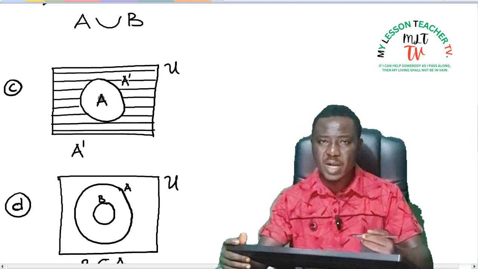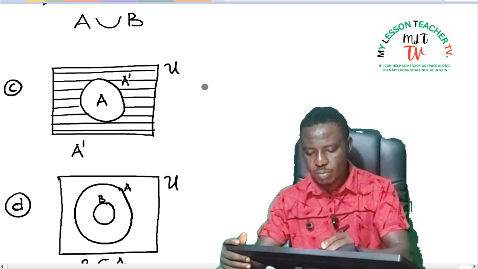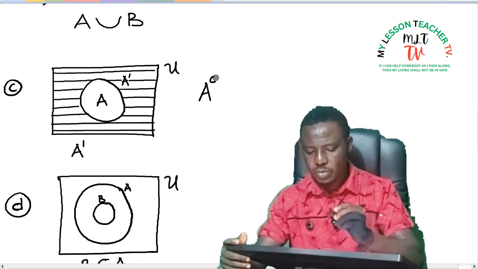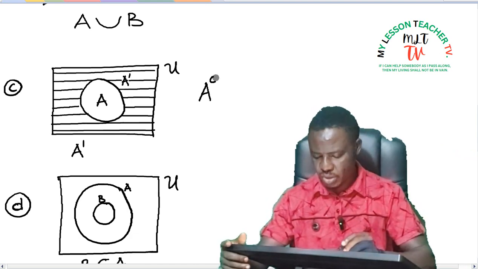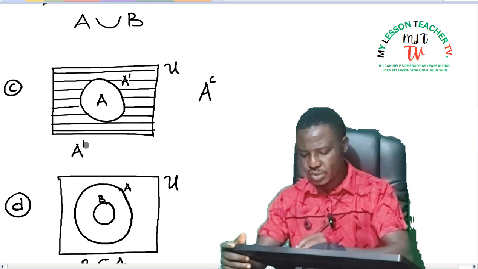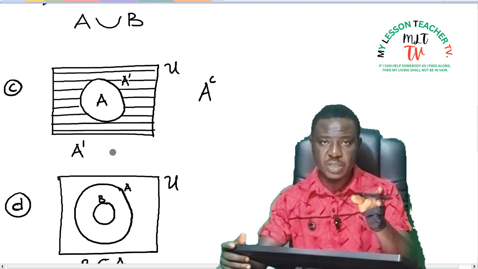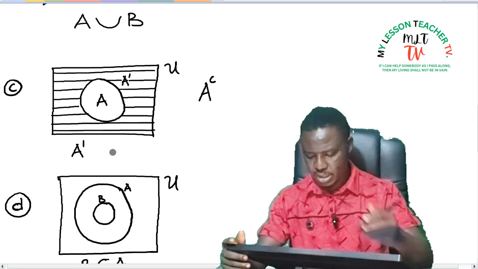So we refer to it as A complement, and it is written as A prime, or you may see it in some textbooks as A^C, A raised to power C. Wherever you see this, A complement simply means those elements you can find in the universal set but are not found in the set A.